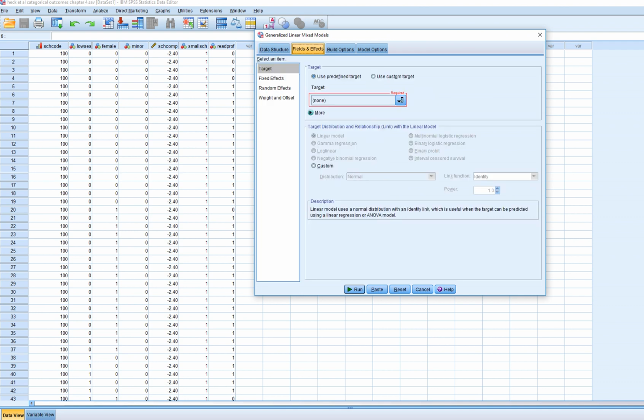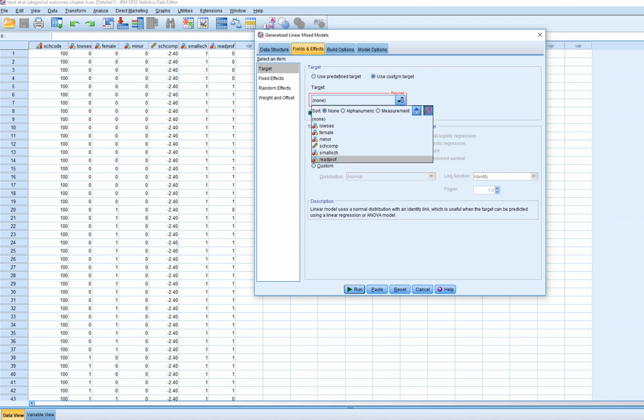Next we'll click on Fields and Effects and then use Custom Target, and then we're going to select the reading proficiency variable, which is again coded 0 and 1, and notice that it is being recognized by the program as a nominal variable. You'll also see that the level 1 predictors, low SES, female, and minority status are all also being treated as nominal variables.